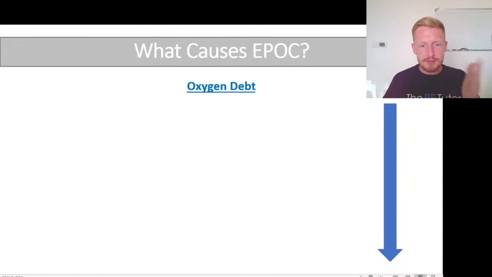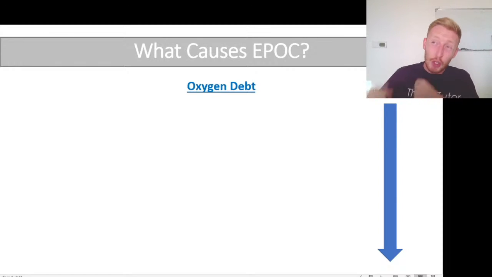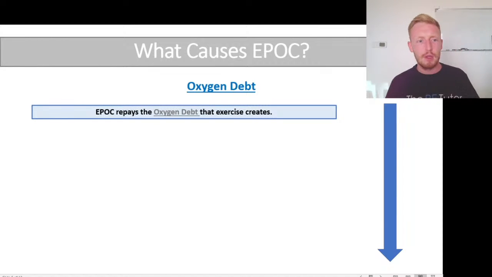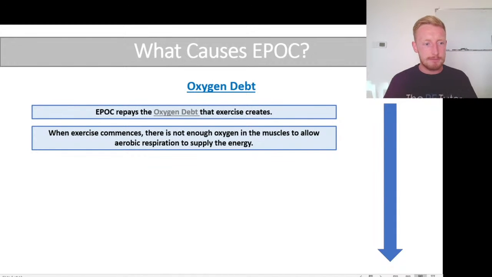It's because of this phrase here, oxygen debt. We are repaying the oxygen which we could have done with at the start of exercise, but we didn't have there. So it's repaying this oxygen debt that was there at the beginning of exercise. Now, when exercise commences, there's not enough oxygen in the muscles to allow aerobic respiration to supply the energy.